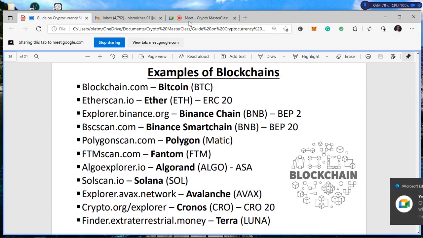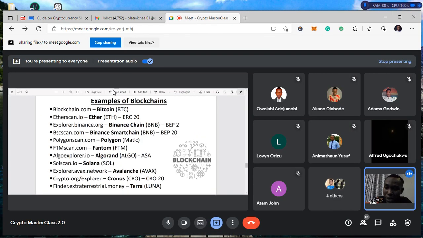So now we move on to examples of blockchain. I just have a few examples here. We actually have a lot more than this. I have about 10 examples here. You have blockchain.com, that is for Bitcoin, and the ticker or the symbol is BTC. Now we have etherscan.io, that is for Ethereum, and the coin that you use in paying fees.